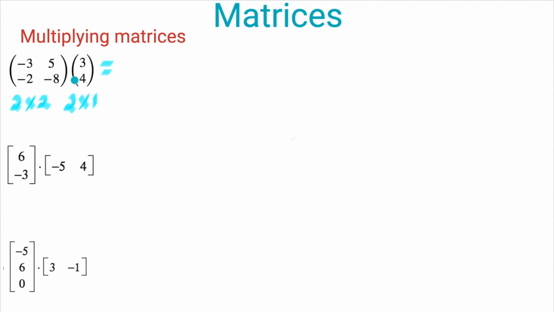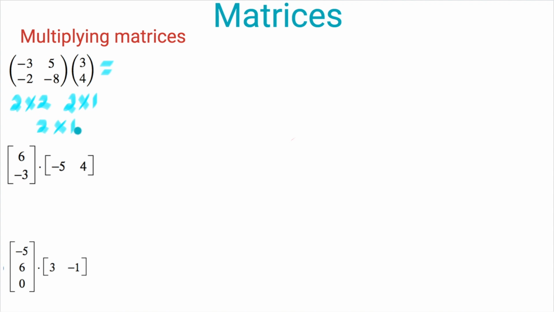So horizontally, you count how many layers horizontally. And then the second number tells you columns, how many numbers vertically. So how many lines vertically. So the first matrix here is 2 by 2, the second one is 2 by 1. So are these two matrices compatible? Yes, because the numbers in the middle are the same. So the final answer here should be 2 by 1.